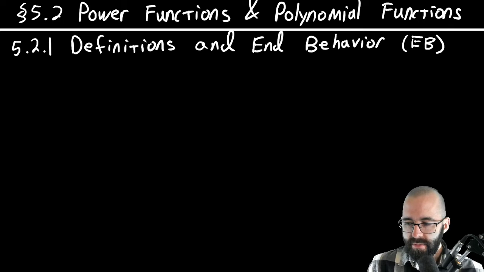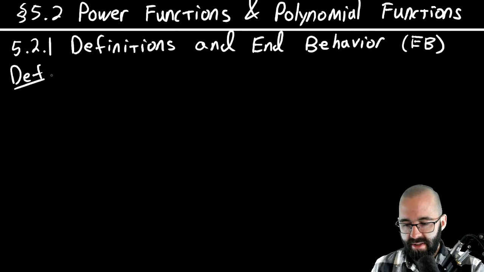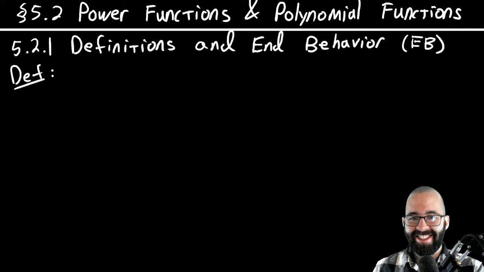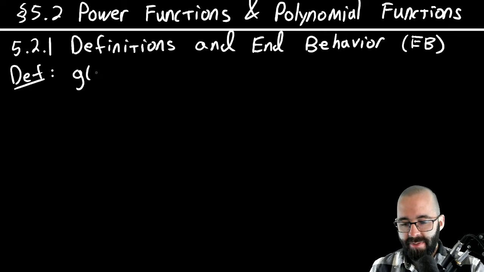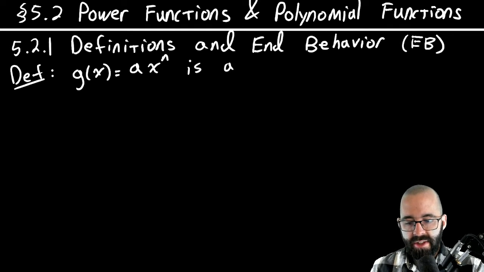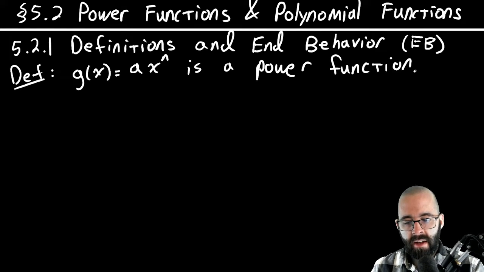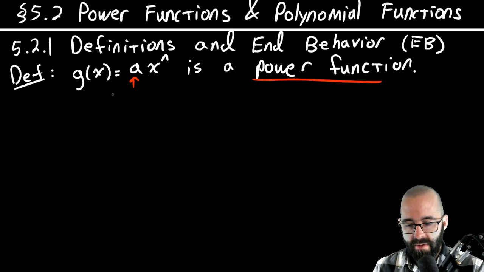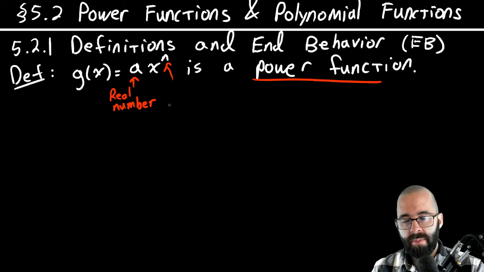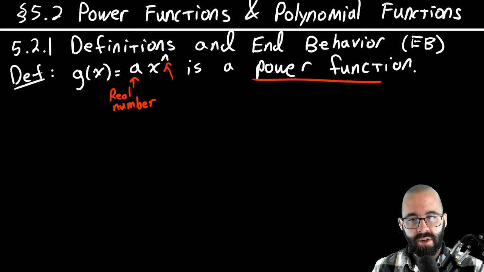All right, so let's start with a bunch of definitions. I hate definitions. I love definitions, all right? So to start off, some function g of x, if it's some constant times x to the n, that's what's known as a power function. So a power function is just a number, a real number, multiplied by our variable raised to some non-negative integer.